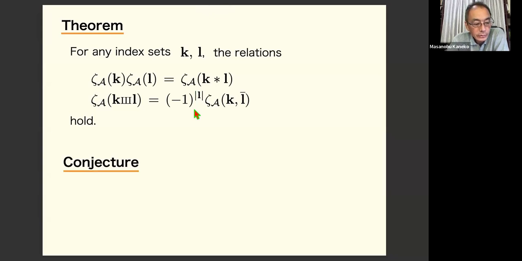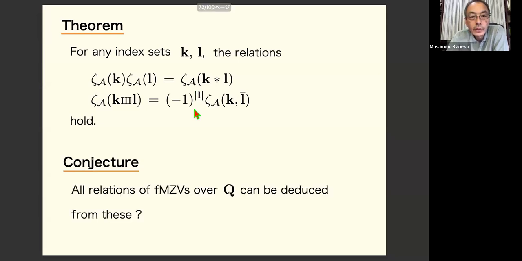And by numerical experiments, we conjecture that these are enough to deduce all linear relations of finite MZVs. Okay, so this gives you a fairly big class of relations among finite MZVs.